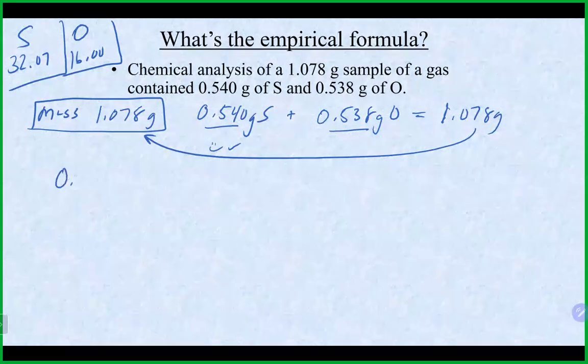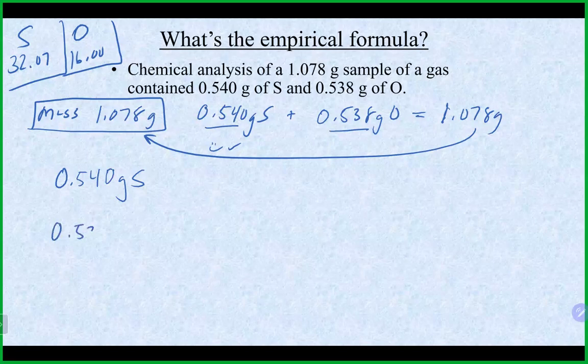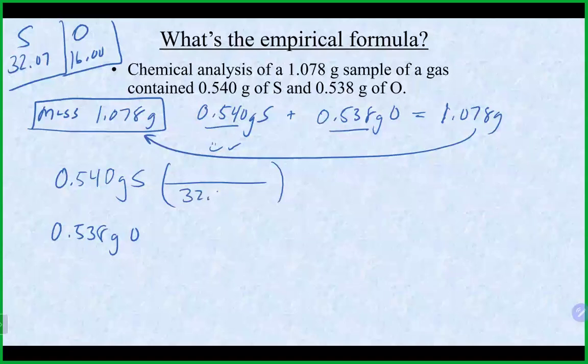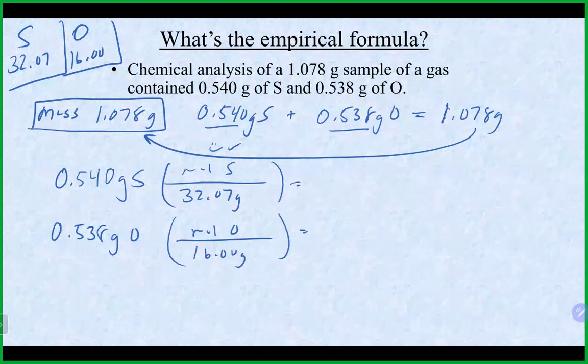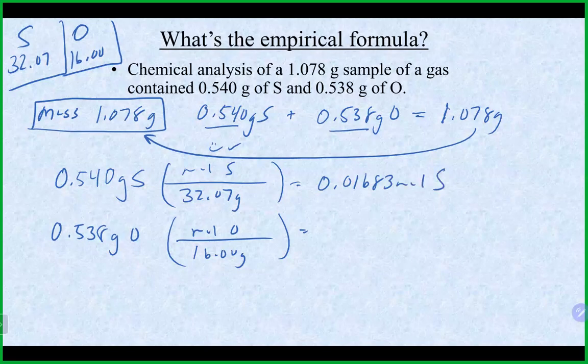So at this point, we're just going to convert those grams into moles. We take our grams of each element and go to the periodic table to get the molar mass for each: 32.07 grams per mole for sulfur and 16 grams per mole for oxygen. We divide that out. 0.540 divided by 32.07 gets us something like 0.01683 moles of sulfur. Then 0.538 divided by 16.